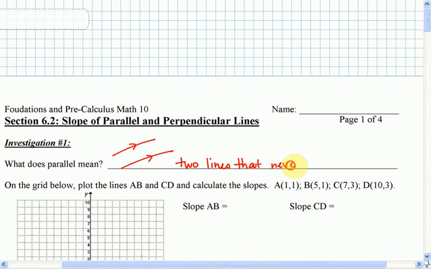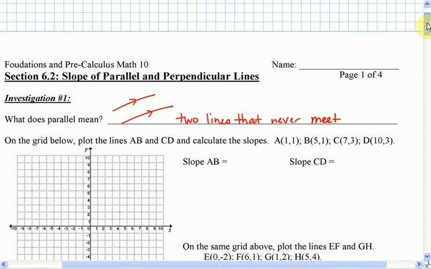Good. So think of it like the railroad tracks. You know how railroad tracks never meet? Sometimes they do, when they transfer. Are you serious? Railroad tracks never meet? I don't want to be on that train when the railroad tracks meet. Oh no, I'm going to die. Two lines that never meet.